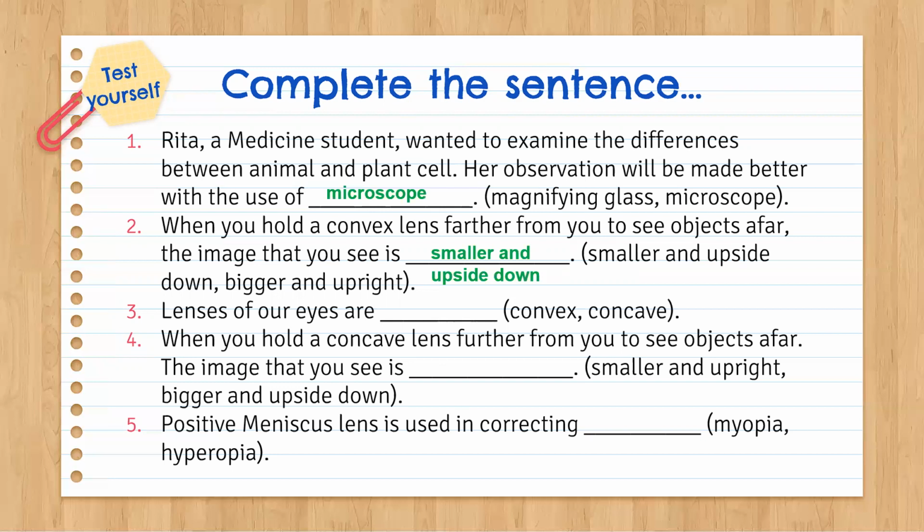Let's continue to number 3. Lenses of our eyes are convex. Very good. Now, when you hold the concave lens further from you to see the object, the image that you see is always smaller and upright. Now, a positive meniscus lens is used in correcting hyperopia. Very good. I hope you got all the questions correct.